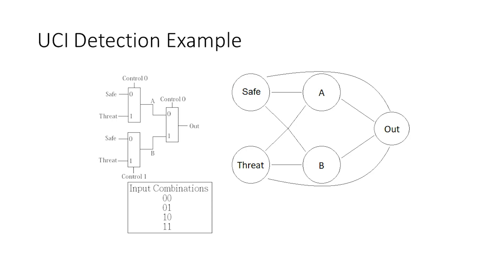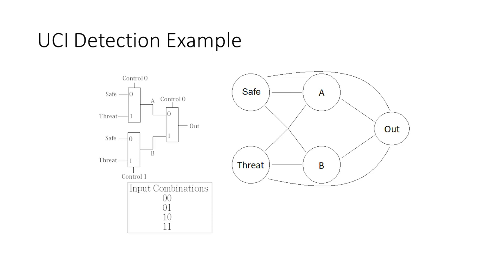So in the top left, an example would be if the control input pin is 1, so control 0 is 1, then the threat value will pass through via signal input 1 and go out to A. If the control 0 signal input is 0, then the safe signal through input pin 0 will flow in and go out to the output pin A.